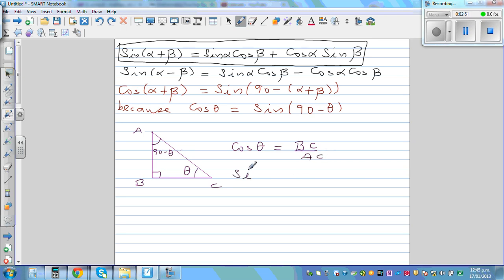And what is sine 90 minus theta? For 90 minus theta, the opposite is BC. Sine is opposite over hypotenuse, sorry, I said opposite over adjacent. Sine is opposite over hypotenuse, cos is adjacent over hypotenuse. So cos theta is BC over AC, and sine of 90 minus theta is also BC over AC. That's how you can say that cos theta is equal to sine 90 minus theta.